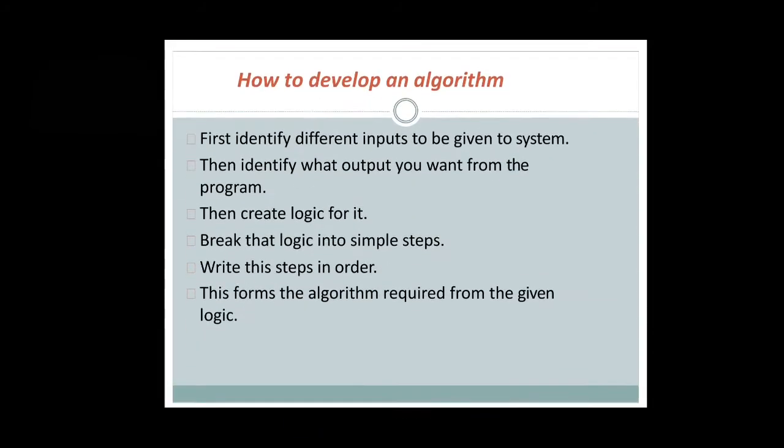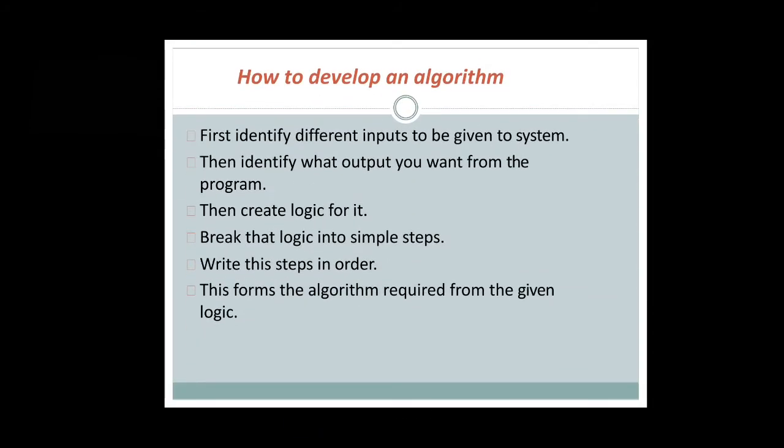The next one is how to develop an algorithm. First, identify the different inputs to be given to a system. Then identify what output you want from the program. Then create logic for it. Break the logic into simple steps. Write these steps in order. Then form the algorithm from the given logic.